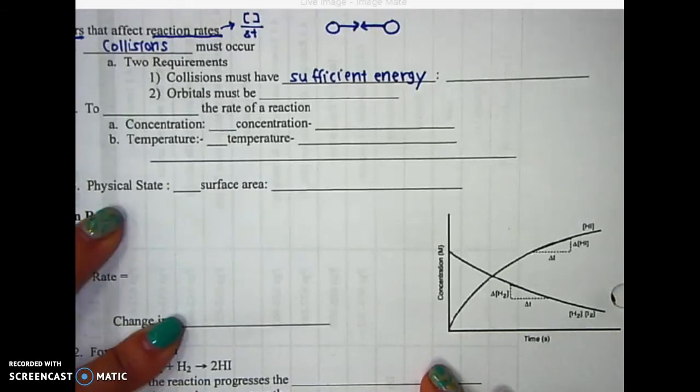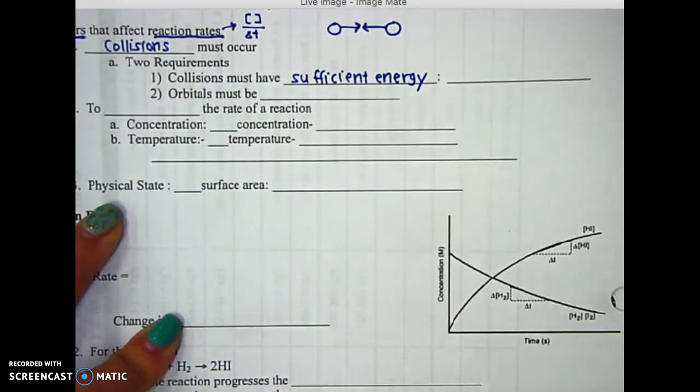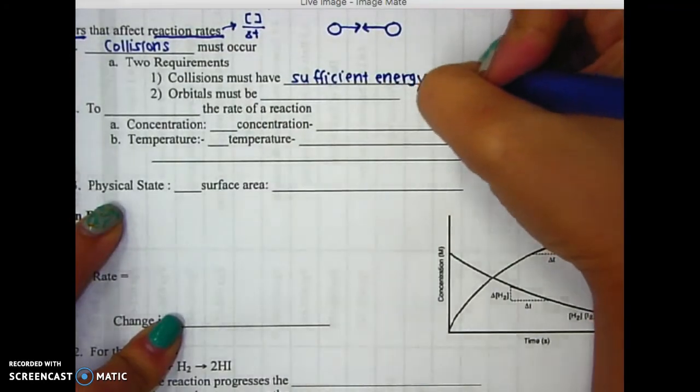So another way to talk about this energy that we need for a reaction to occur is the word activation energy. So we're going to add that in over to the side.